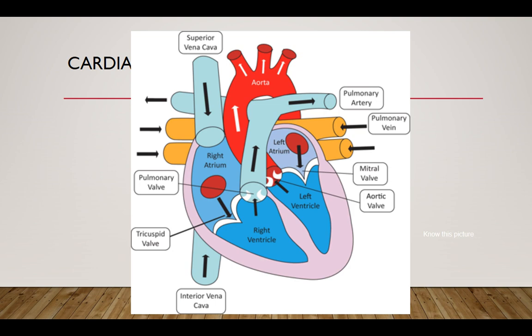Into the right atrium, through the tricuspid valve, into the right ventricle, and then out to the lungs, through the pulmonary valve, through the pulmonary arteries, to the lungs, exchange of CO2 and O2. Then they come back to the heart through the pulmonary veins, to the left side of the heart, to the left atrium, through the mitral valve, into the left ventricle, and then is pushed through the aortic valve and to the body and the aortic arch.